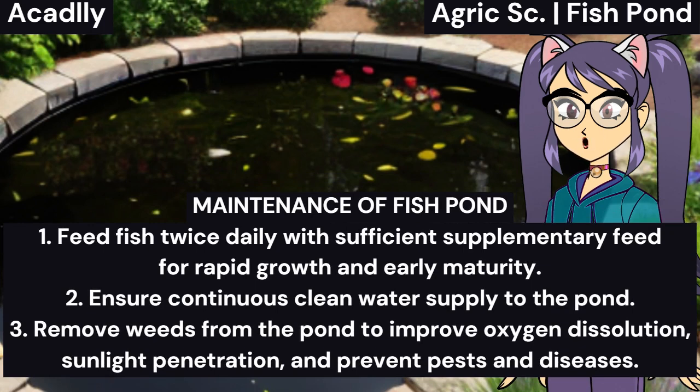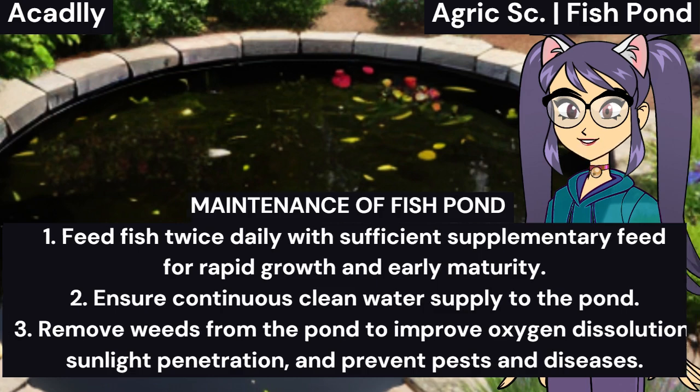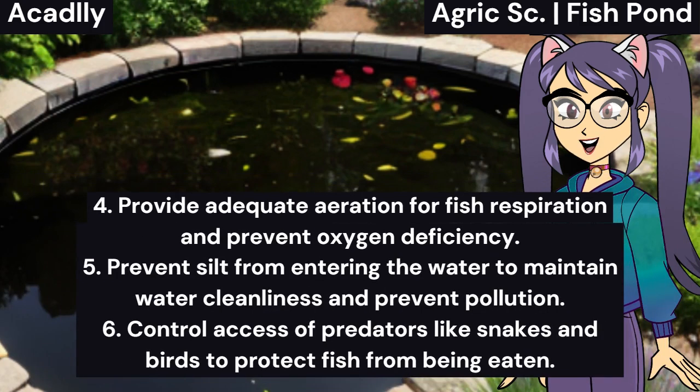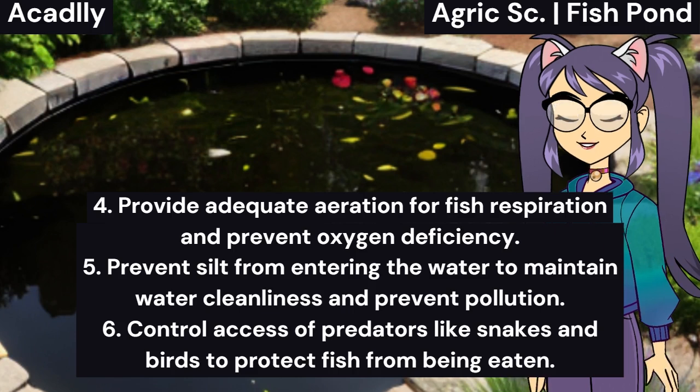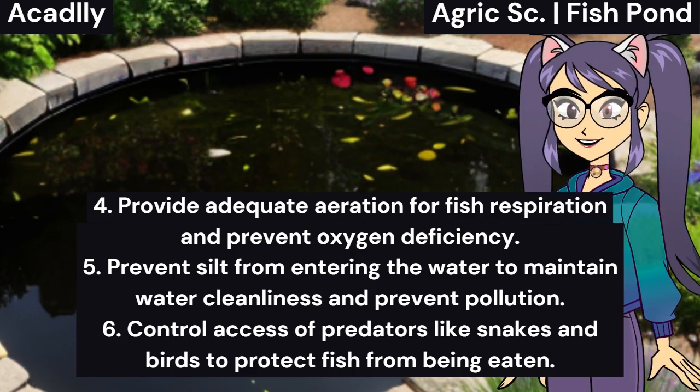Maintenance of fish pond. 1. Feed fish twice daily with sufficient supplementary feed for rapid growth and early maturity. 2. Ensure continuous clean water supply to the pond. 3. Remove weeds from the pond to improve oxygen dissolution, sunlight penetration, and prevent pests and diseases. 4. Provide adequate aeration for fish respiration and prevent oxygen deficiency.